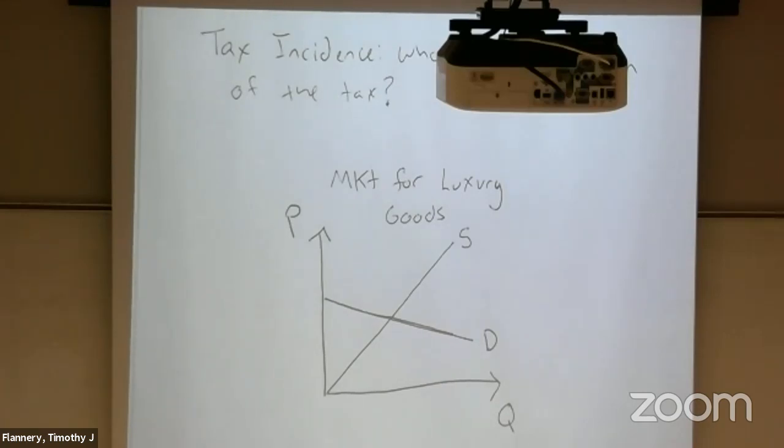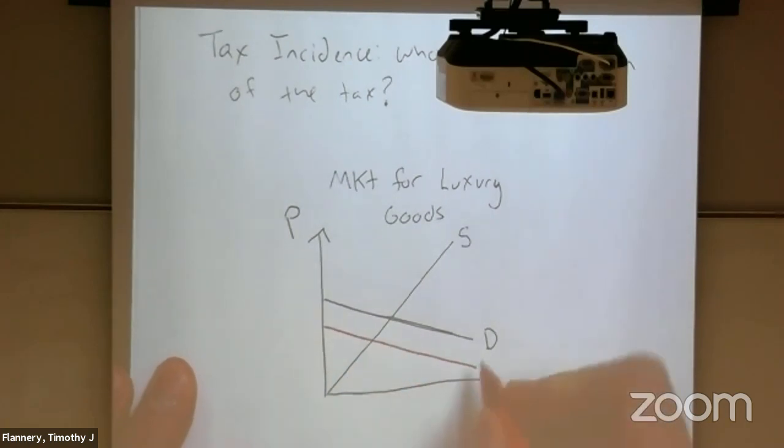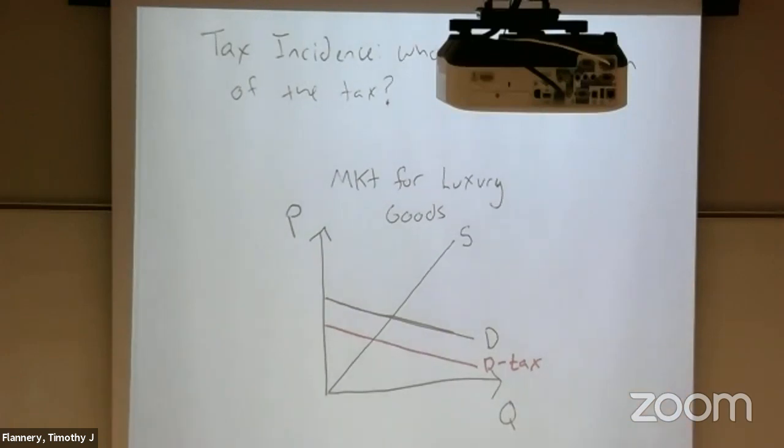Now, they're going to tax the rich, so the buyers are going to be taxed. Which curve is going to move? Which curve are we going to draw the tax on if the buyers are taxed? Demand or supply? Demand. We're going to look at demand minus the tax. Everyone with me so far? Excellent.